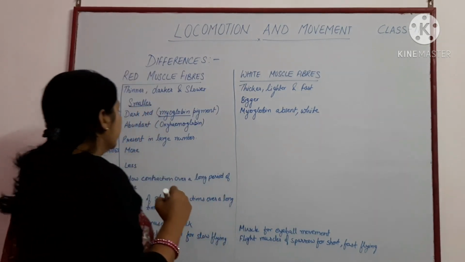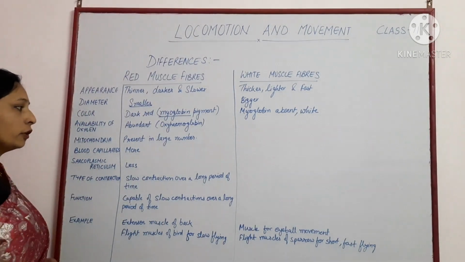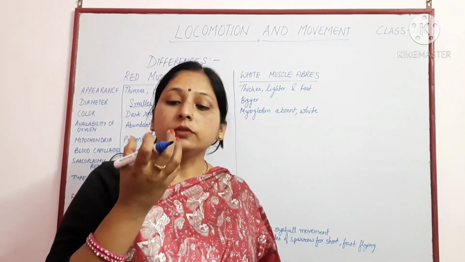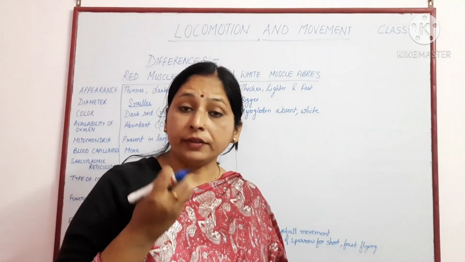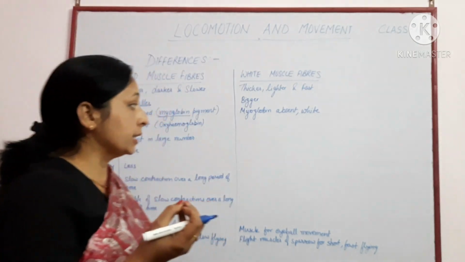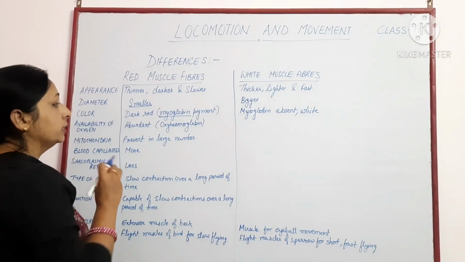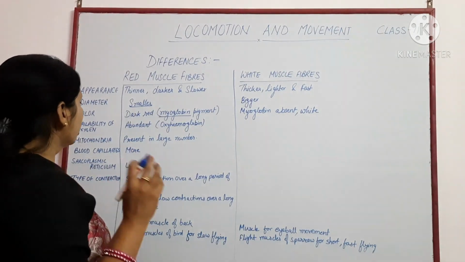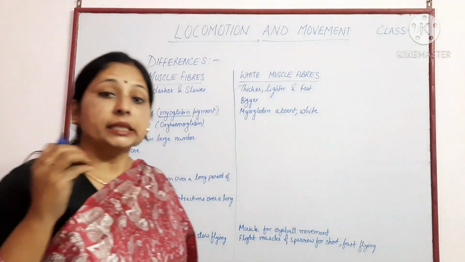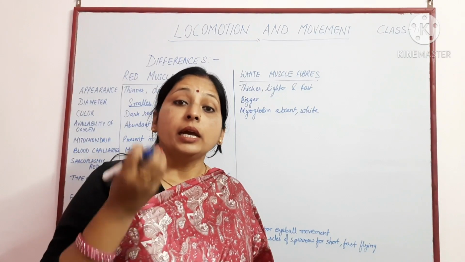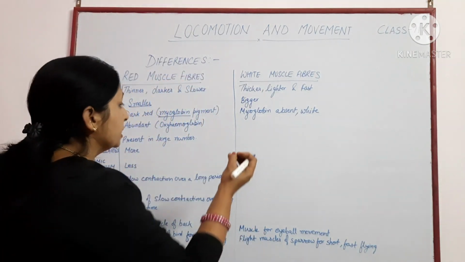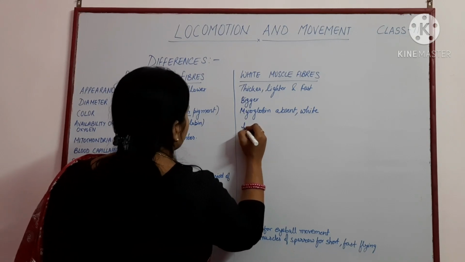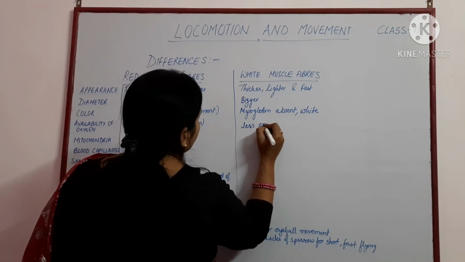White appearance. Availability of oxygen. Myoglobin is a pigment which has a strong affinity for oxygen. It readily combines with oxygen and forms oxymyoglobin. So the availability of oxygen in these muscles is more, while in this case myoglobin is absent, so there is less oxygen content.